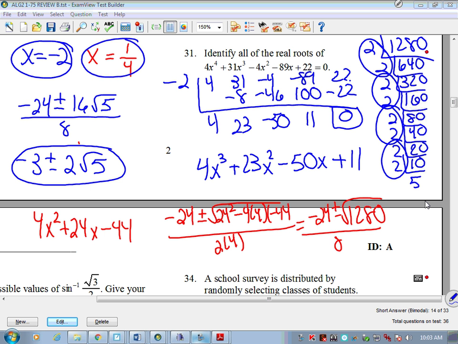Lexi, you were looking at the bottom. Did you see negative 3 plus 2 radical 5 and negative 3 minus 2 radical 5? All right, so did we find them all? The hardest thing to do in all of this is to get that 1/4. Okay, that's the hardest one to get out of all of it.